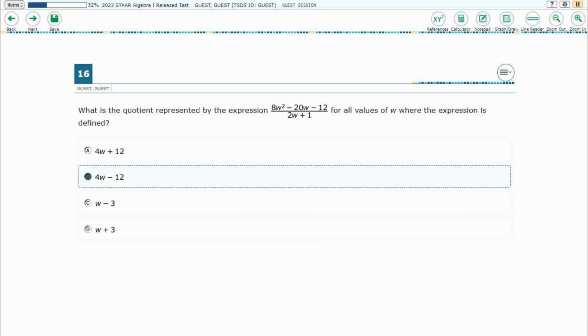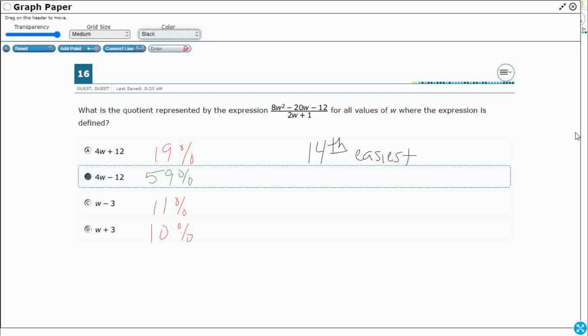Let's see how I did across the state of Texas. This one was the 14th easiest problem. We had almost 60% of the students get it correct. You saw the most popular incorrect answer was very close. It had both parts of that binomial correct, just missed the sign.